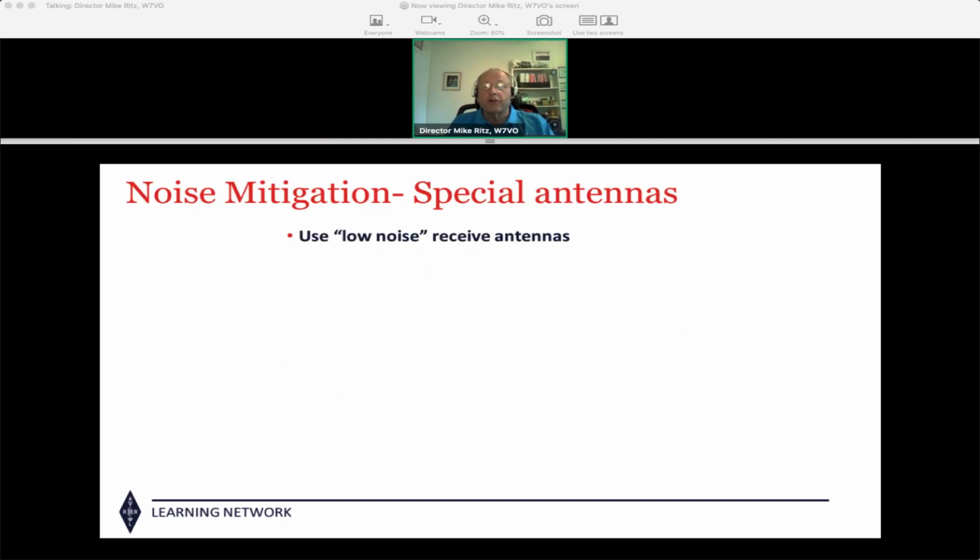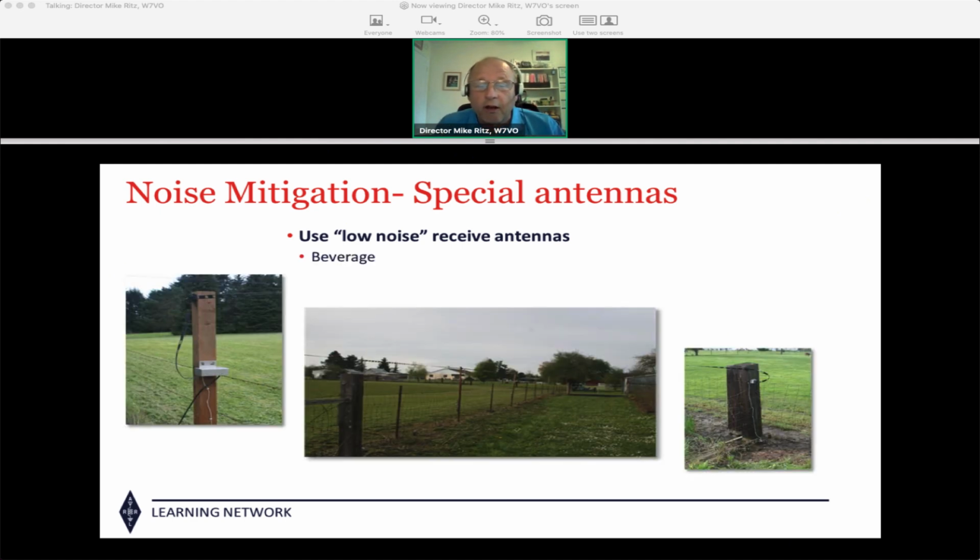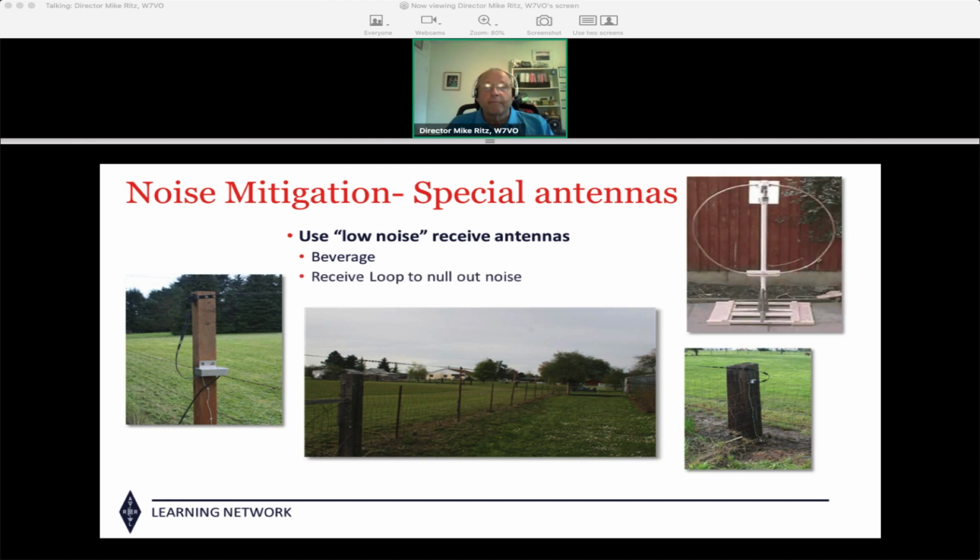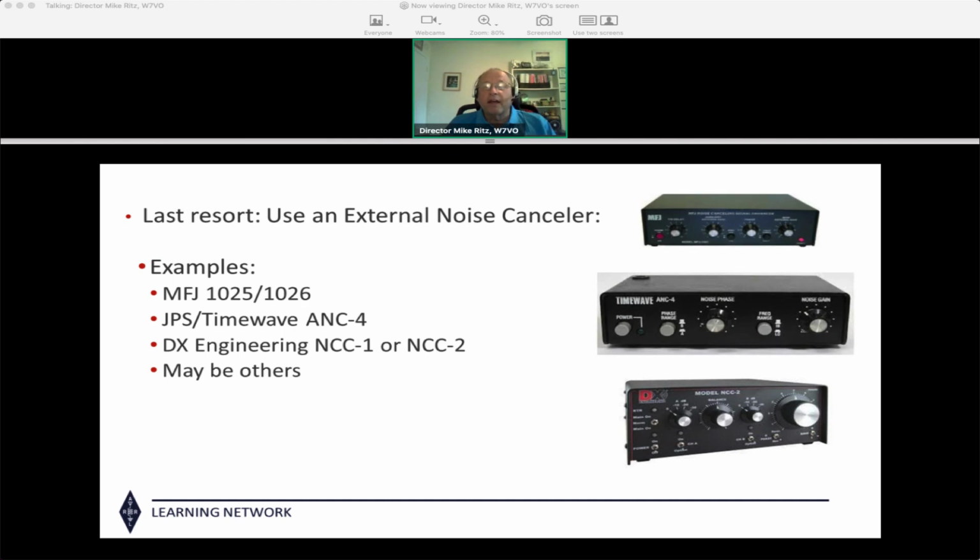You can also consider using some special antennas for noise mitigation, which are basically receive-only antennas. Here at W7VO, I'm very lucky. I mentioned I live on a couple-acre property. I've got what's called a beverage antenna. This one's a bidirectional one that I bought from one of the major sponsors that advertises in QST. You can also use a loop to help null out noise, or use that as a low-band receive antenna.